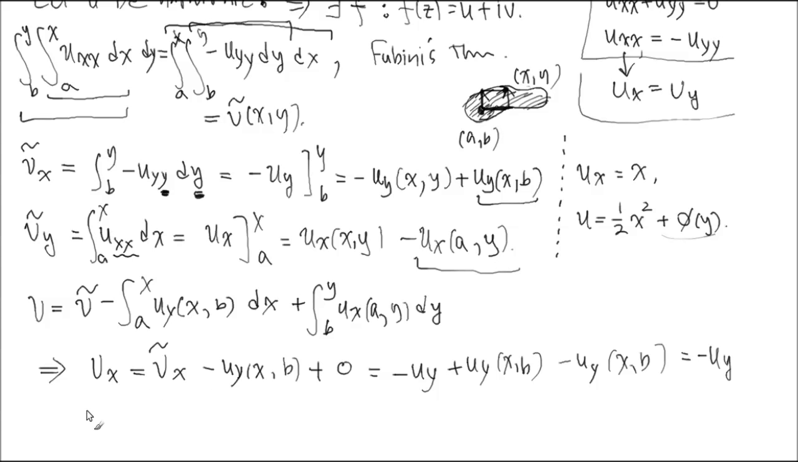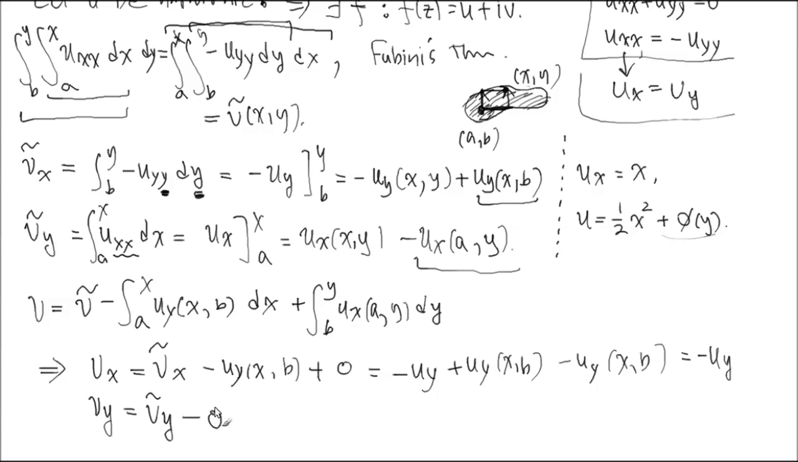So let's do the Vy. V is the formula right here. V tilde, a two variable function, minus one variable function, plus another one variable function, right? So what is Vy? It is V tilde y in there. How about this one? This is a function in x, right? And we're differentiating with respect to y this time. So what happened to that guy?